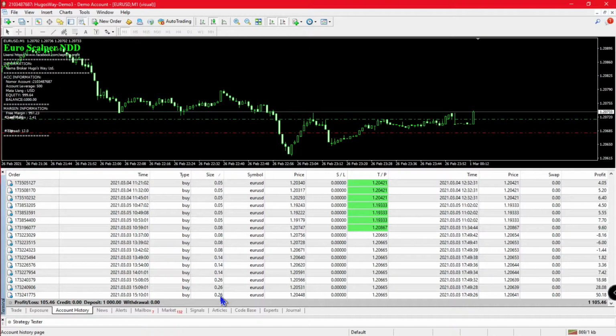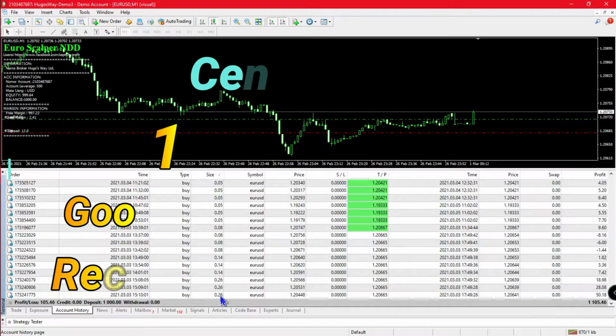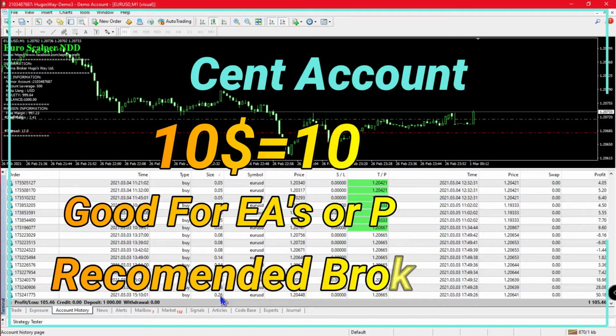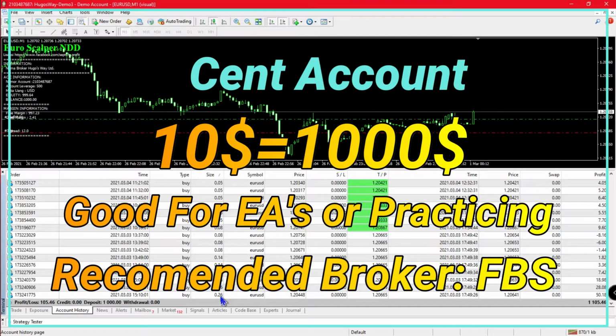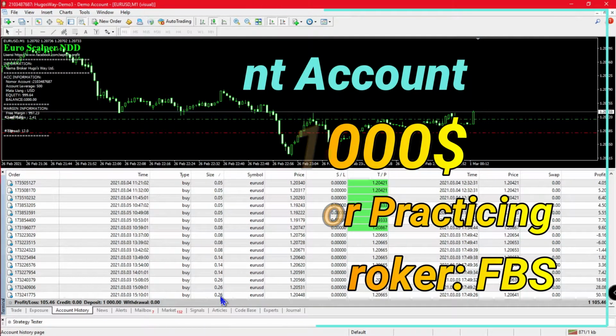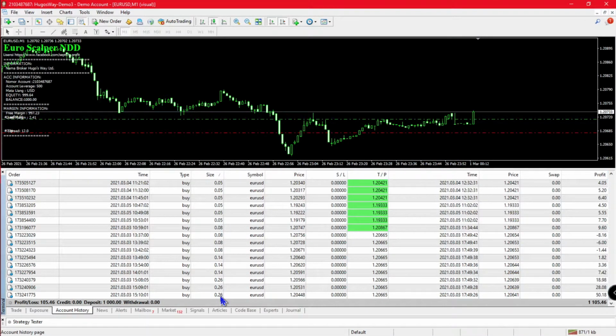That is why it is recommended that anyone that doesn't have at least $1,500 in an account should be using a cent account. Now the cent account, $1,000 translates to $10. So that will make it a bit easier for you to use the robot, and the loss that you may sustain will be less, because it'll only be $10 and not 1,000.